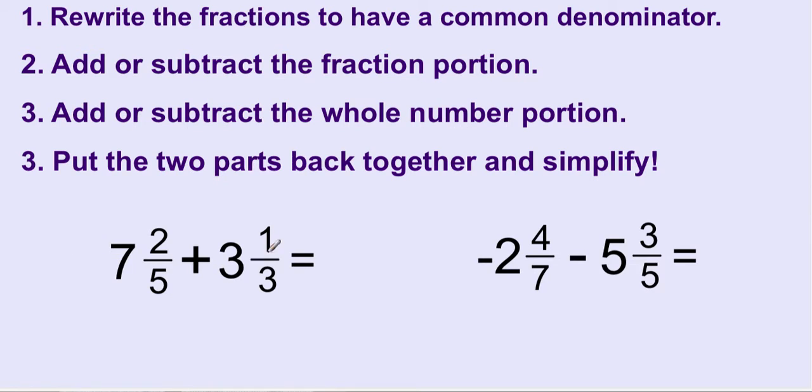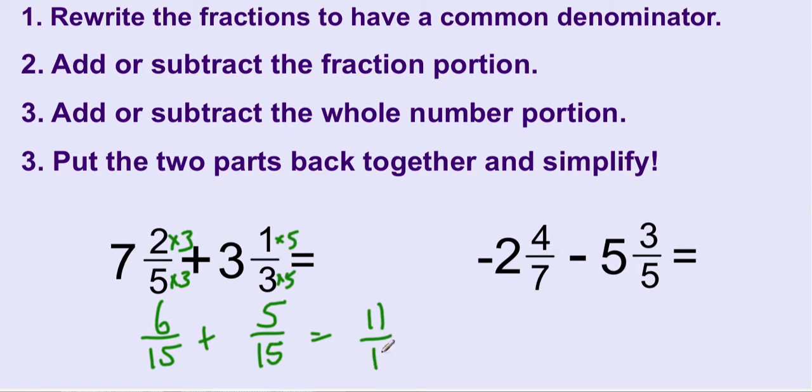7 2/5 plus 3 1/3. First thing I have to do is take care of the fraction part. So I want to find a common denominator for 5s and 3s. 15 comes to mind. To get from 5 to 15, I multiply times 3, so I do the same thing up top and get 6. To get from 3 to 15, I multiply times 5, so I do the same thing up here and get 5/15. Now I'm going to add those fraction parts together. 6/15 plus 5/15 is 11/15.